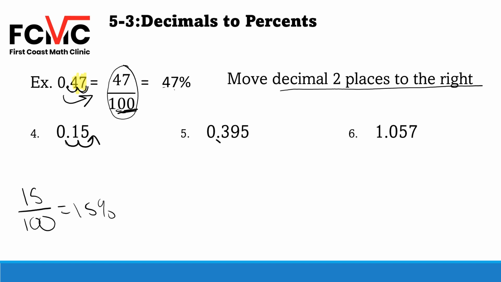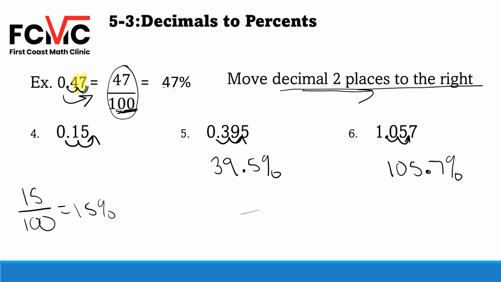Number 5, we're going to move our decimal point 1, 2 places. So we're going to get 39.5%. And number 6, decimal point is right here. We're going to move it 2 places, 1, 2. So we're going to get 105.7%. Okay, so converting from a decimal to a percent, we move our decimal to the right. Converting from a percent to a decimal, we move our decimal point to the left. All right, so those are a couple examples on converting between decimals and percents.